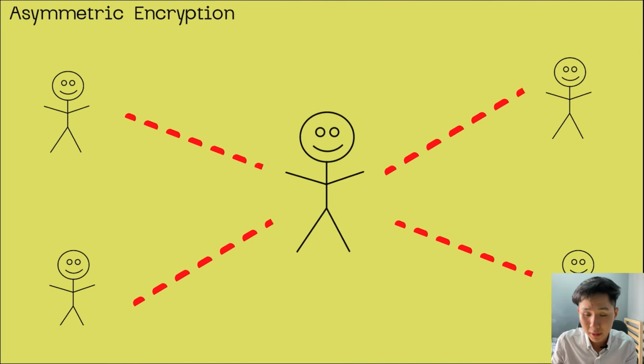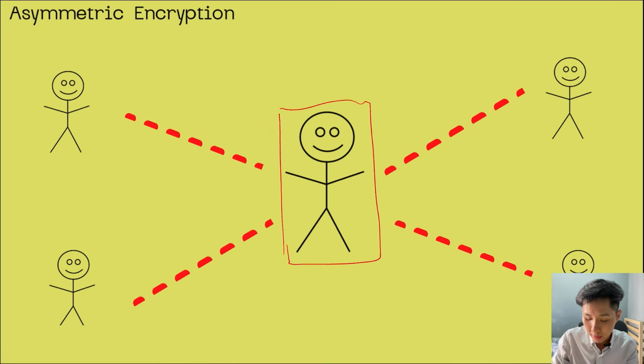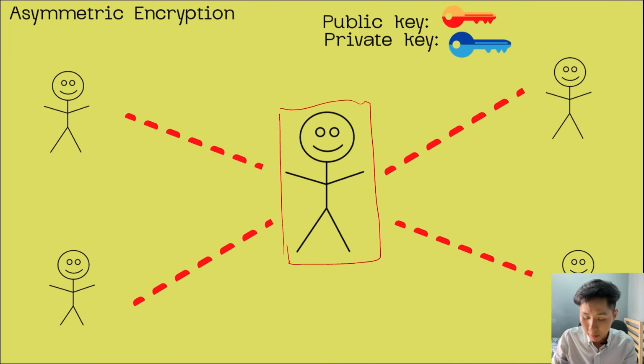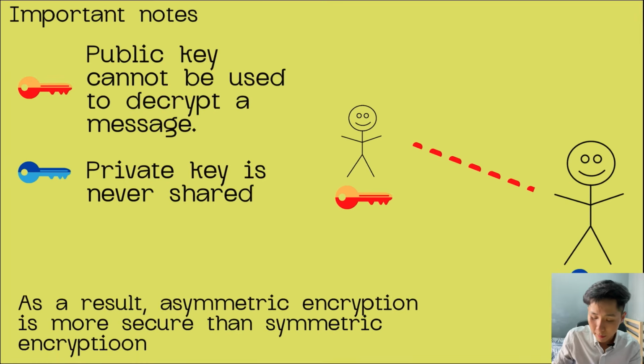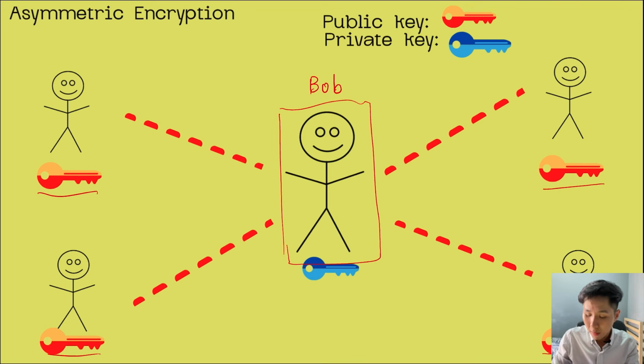So we have an example here. Imagine that this person in the middle here is the one that needs to receive messages from the others. What he will do is keep the private key and allow the other people, the senders, to have the public key. And when these people want to send a message to the receiver, let's say a person called Bob, they will need to use this public key here, the red color key, to encrypt the message. Okay?